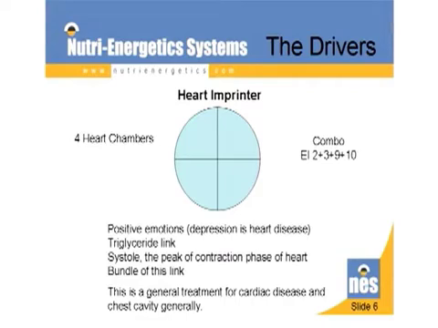4 chambers of the heart. All heart imprinter is a combination of energetic integrators 2, 3, 9 and 10. That's all. 4 chambers of the heart. Remember, for positive emotions, triglycerides link, systole, and the bundle of His. That's what it should read in the slide, bundle of His. And this is a general treatment for cardiac disease and the chest cavity as a whole.